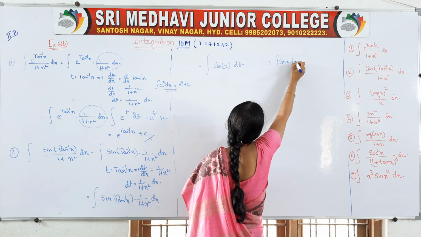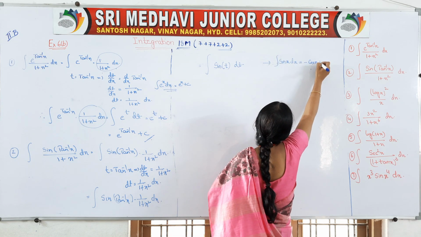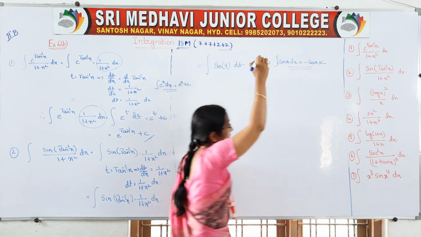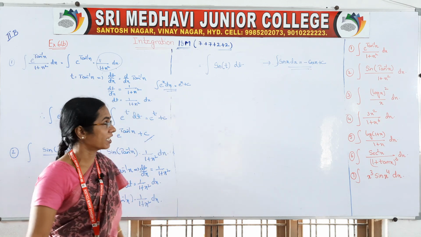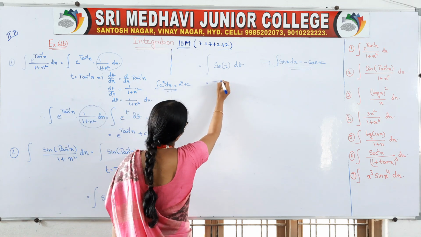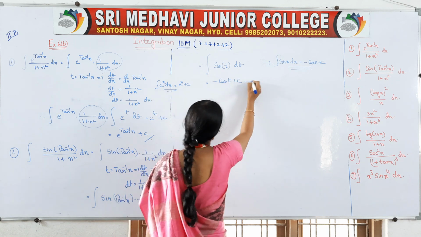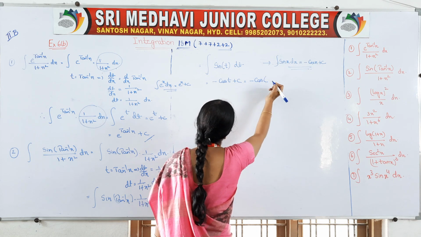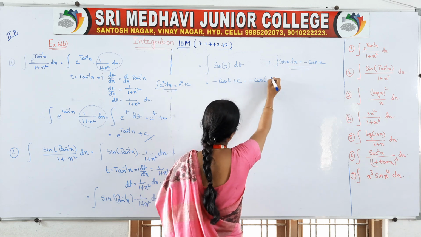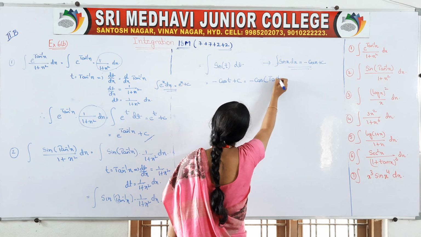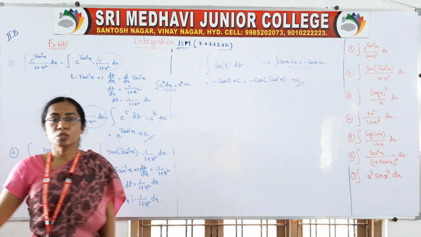Integral sin x dx is minus cos x plus c. So all formulas are in terms of x. After substitution our problem will be in terms of t. So it is minus cos t plus c, which is minus cos, what is t we have taken? Tan inverse x, isn't it? We have taken t is equal to tan inverse x plus c. That is your second question.